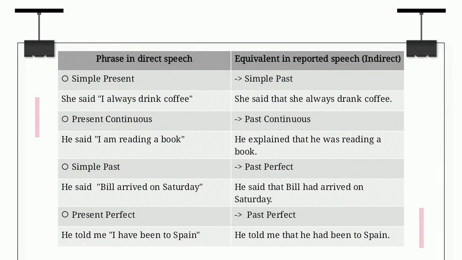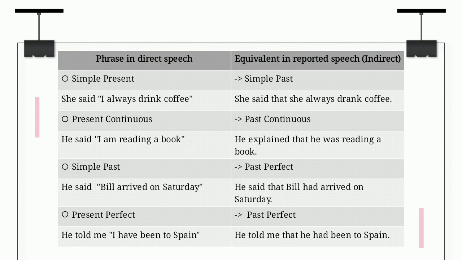Here are the tense changes from direct speech to indirect speech. First, simple present becomes simple past. For example, she said, "I always drink coffee," becomes she said that she always drank coffee.